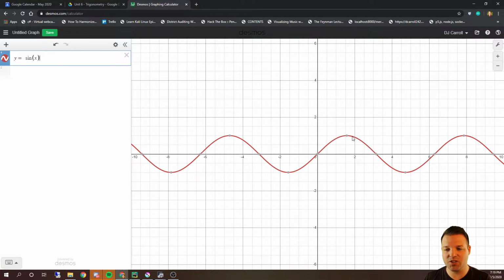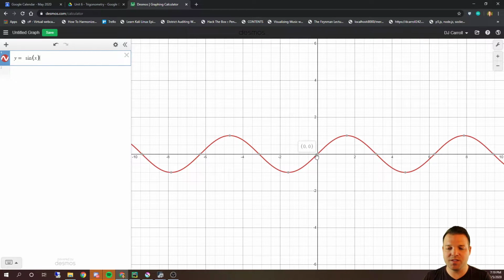And so this is actually one full cycle, which will give us a period of 2 pi. So it takes us from 0 up to 2 pi, or 360 degrees, to go through one full cycle. So we would say this has a period of 2 pi. Or you could say 360 if you're talking in degrees.